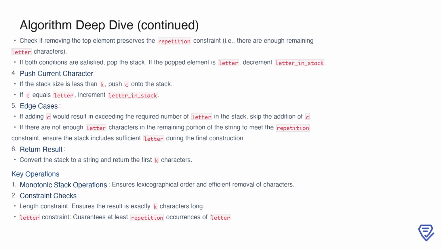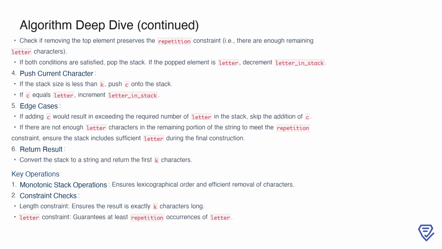Second, we ensure that removing the element doesn't break the repetition constraint. For example, if the top element is letter, we need to confirm that there are still enough letter characters remaining in the string to meet the requirement. If both conditions are satisfied, we remove the top element from the stack. Additionally, if the removed element is letter, we decrement letter_in_stack accordingly.